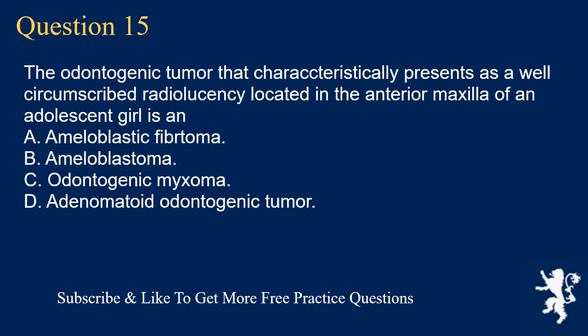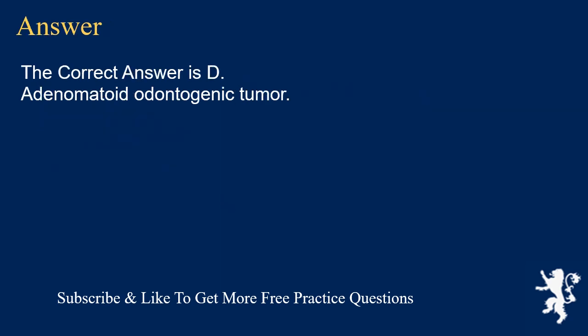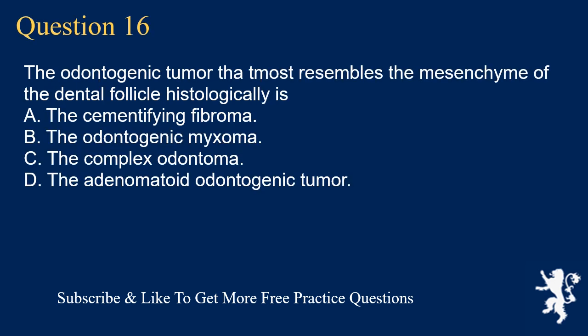Question 15. The odontogenic tumor that characteristically presents as a well-circumscribed radiolucency located in the anterior maxilla of an adolescent girl is an A. Ameloblastic fibroma. B. Ameloblastoma. C. Odontogenic myxoma. D. Adenomatoid odontogenic tumor. The correct answer is D. Adenomatoid odontogenic tumor.